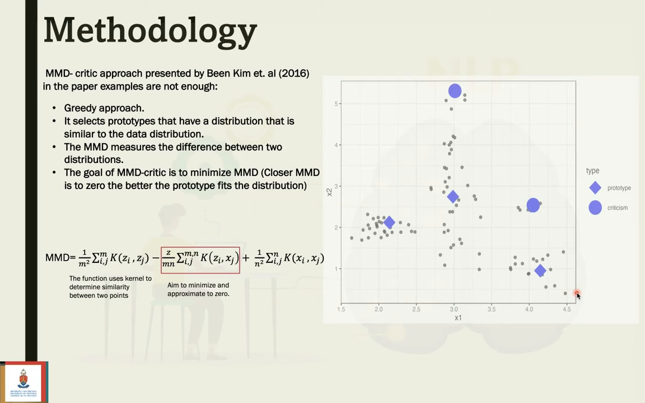So this is a greedy approach. It selects prototypes that have a distribution that is similar to the data distribution. The MMD measures the difference between the two distributions. And the goal of the maximum mean discrepancy is to minimize the MMD. So the closer the MMD is to zero, the better the prototype fits the distribution. This is just the formula that is used to select your prototype. So the main aim is to minimize and approximate this to zero.